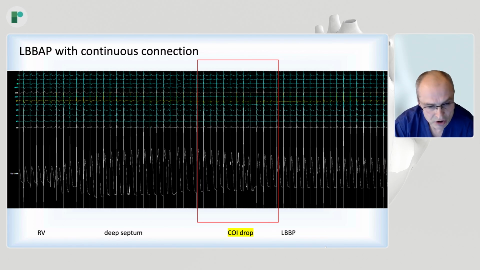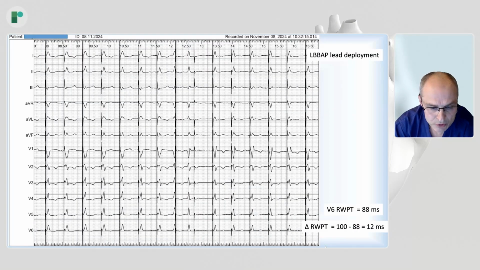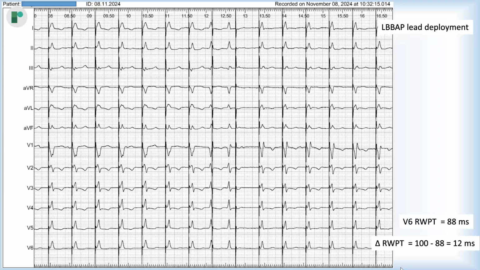And here you see the continuous deployment of the left bundle branch lead through the septum, and you see how the current of injury changed from small at the RV position and deep septum. And then we had a slight kind of injury drop, which usually coincides with capture of the left bundle. Please change the slide. And now you see what happened in the electrogram at that moment of current of injury drop. And you see two fixation peaks, which were LVSP fixation peaks.